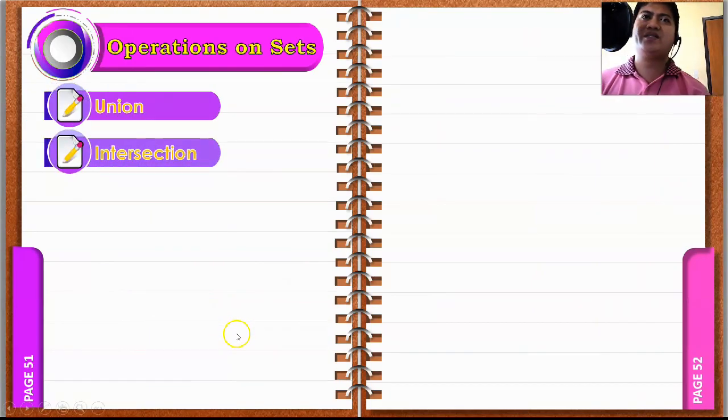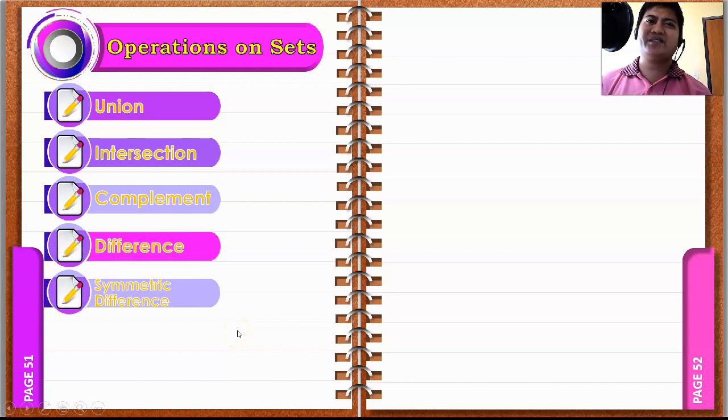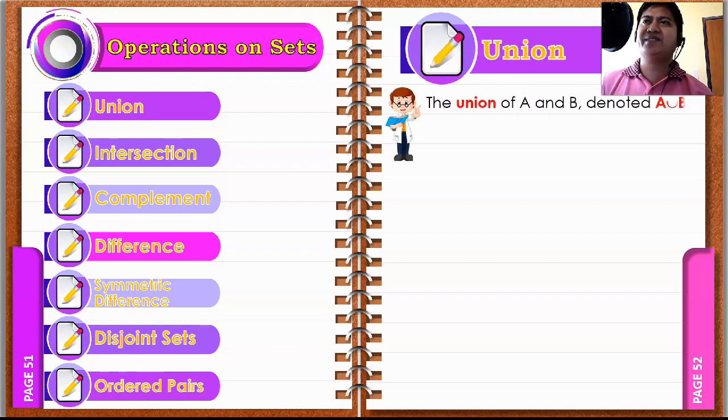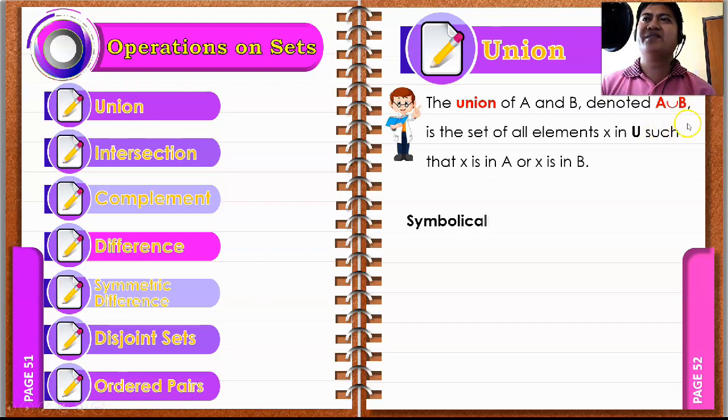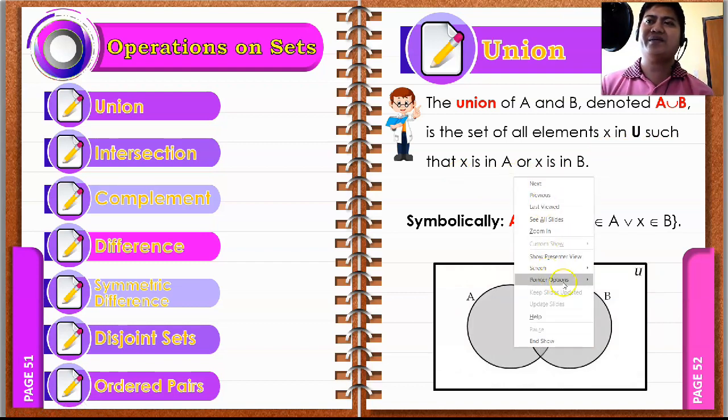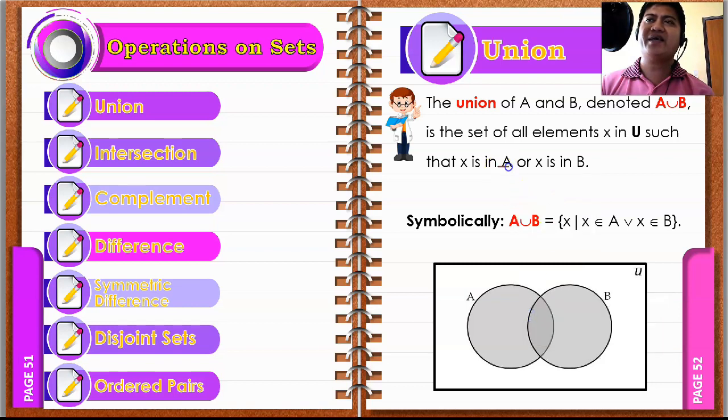Operations on sets: we have the union, intersection, complement, difference, symmetric difference, and disjoint sets. And also the ordered pairs. For the union, the union of sets A and B, denoted by this symbol, is the set of all elements X in the universal set such that X is in A or X is in B. So either X is in A or X is in B. In symbol, A union B is equal to the set of all X such that X is an element of A or X is an element of B. Using the Venn diagram, the shaded area is both set A and set B. This is the Venn diagram for the union of sets.